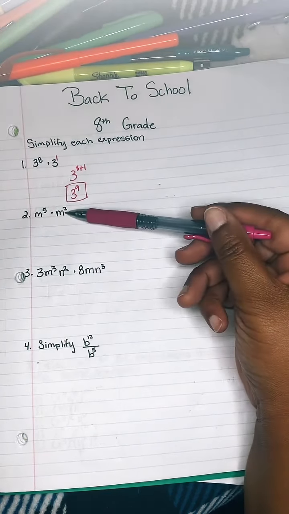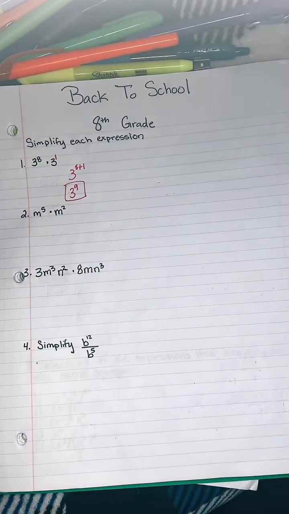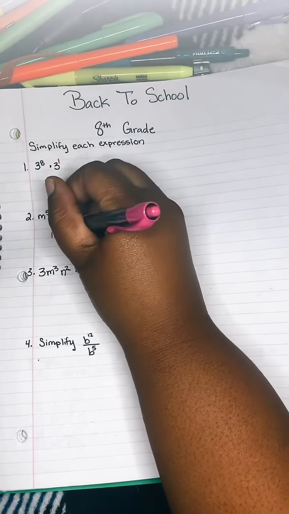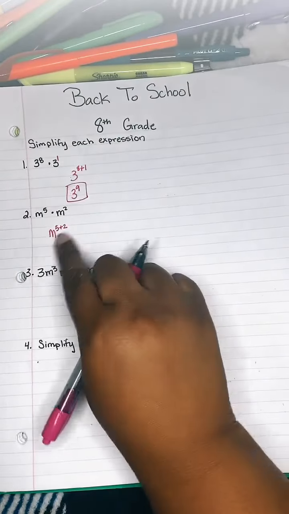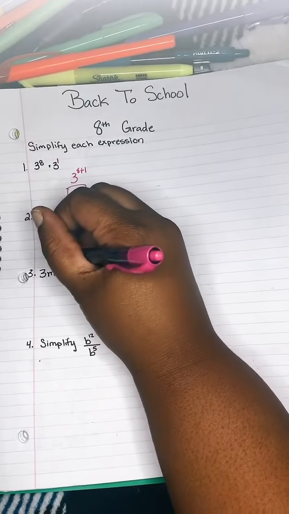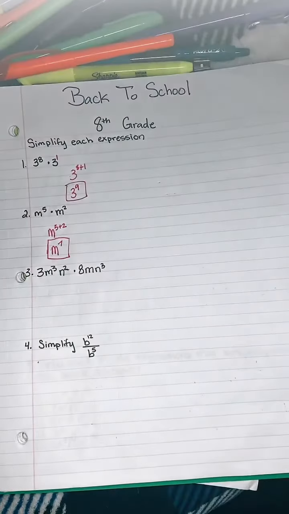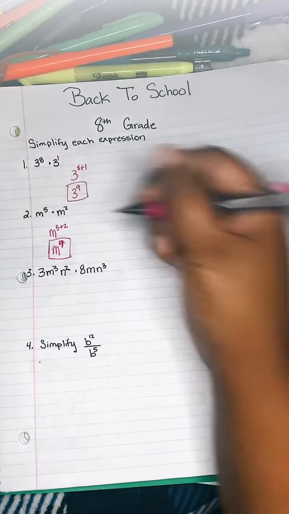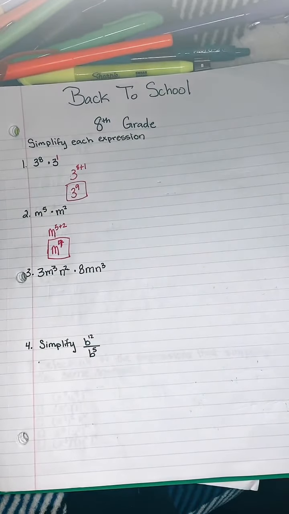Okay, so somebody said M to the 7th. Yes, I am. So M, 5 plus 2. Perfect. And we get M, 5 plus 2 is 7. So if you were saying M to the 7th, 100% on point. So M to the 7th.